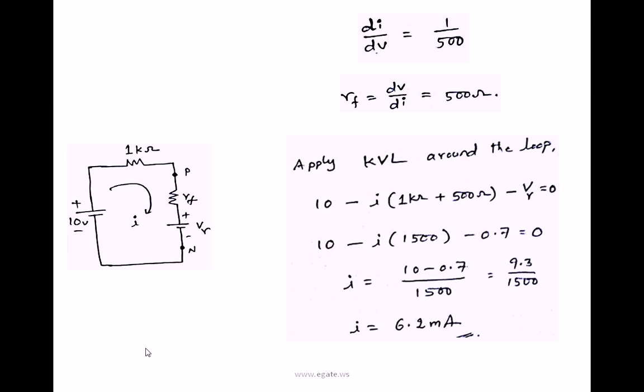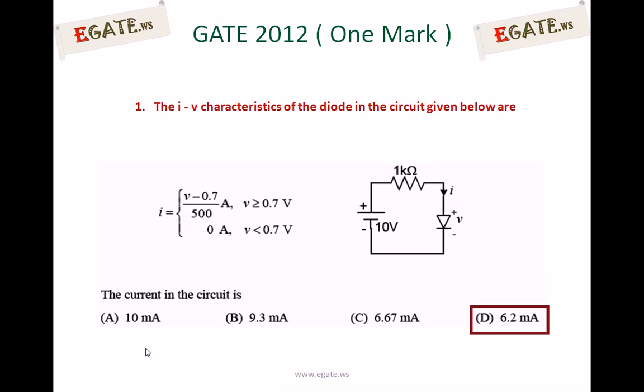Whenever such types of problems are raised, first try to identify from the equation what the cut-in voltage is and what the forward resistance is. Simply replace the diode with the equivalent model. From the equation we can finalize whether it is an ideal diode, a simple diode, or a piecewise linear diode model. Then replace it in the circuit with the equivalent model and apply KVL to find the parameters. So I is equal to 6.2 milliamperes, which is the right answer for the given question. Thank you.